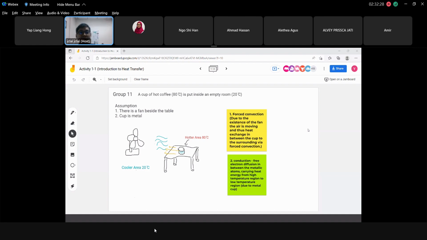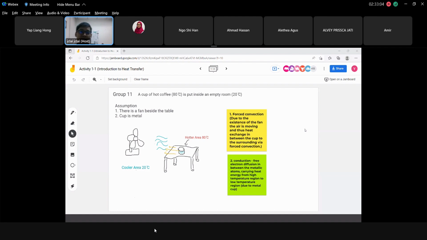Just now you also mentioned, what happened to the bottom of the cup? Okay, so the bottom of the cup actually contacts the surface of the table, so the heat will also transfer to the surface of the table via conduction. Okay, good. Thank you. What about radiation? Actually, it's like the heat energy from the coffee just radiates into the air, without going via any of the two methods here. I think so.